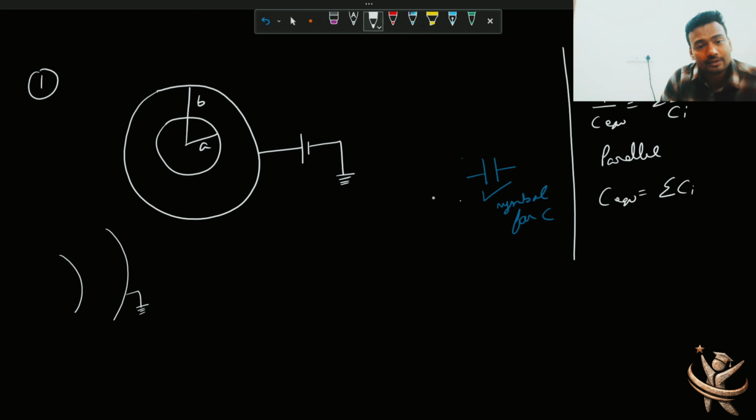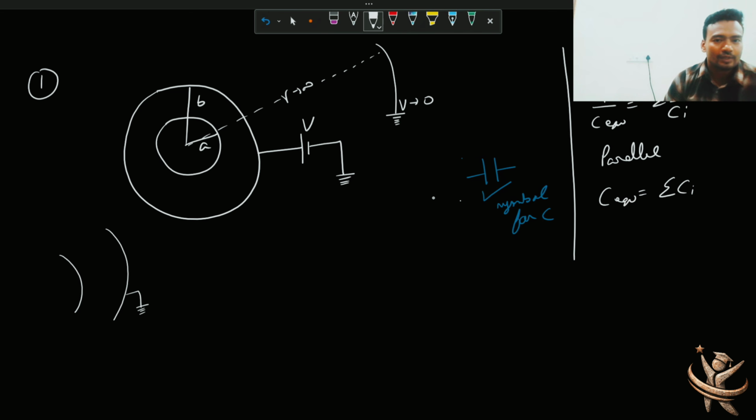Actually the second sphere is connected to a battery, let's say potential V. But in all such cases we can imagine one thing. You can imagine a plate at infinity, at a radius r tending to infinity. Since it is at infinity, its potential is automatically going to be 0. So you can equivalently say that it is connected to the ground, right? This is step one of the approach.